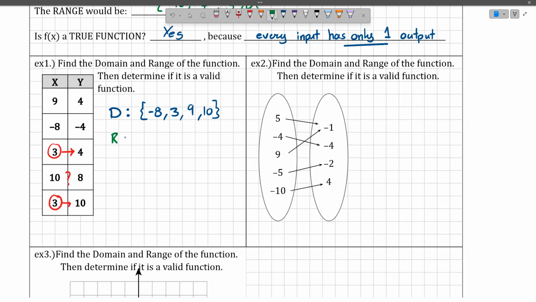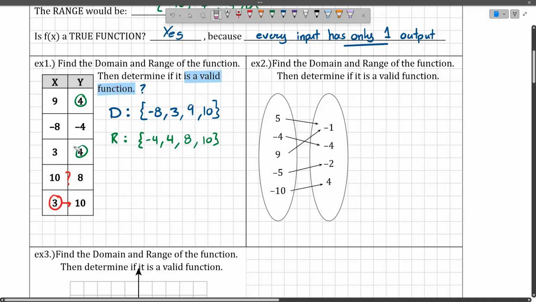Now the range. The range is all the y values. Starting from the bottom, the lowest would be -4. Then the next lowest would be 4 again. And then we have another 4. Okay, 2 4s. Weird, right? But we don't need to write them both. So then the next highest would be 8, followed up by 10. Okay, and now the big money question. Is it a valid function? Question mark. Well, let me say this.